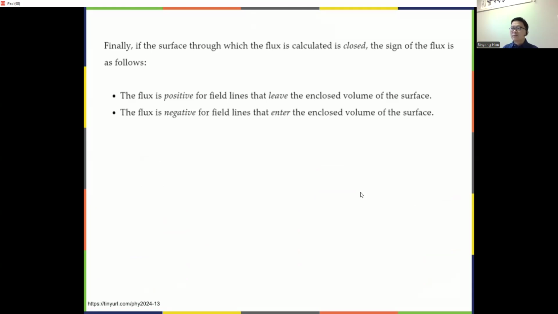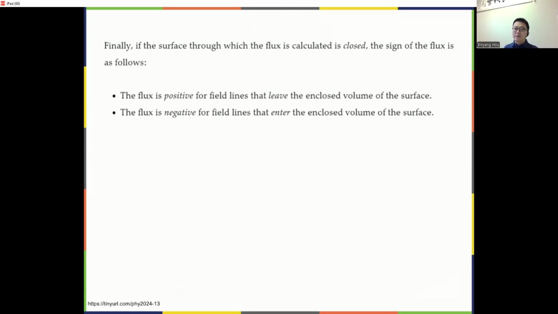The definition is that the flux is positive if the field lines leave the enclosed volume of the surface. Normally you will not have just a single surface; you'll have a few surfaces or an enclosed surface that you'll be considering. The flux will be negative for field lines that enter the enclosed surface.